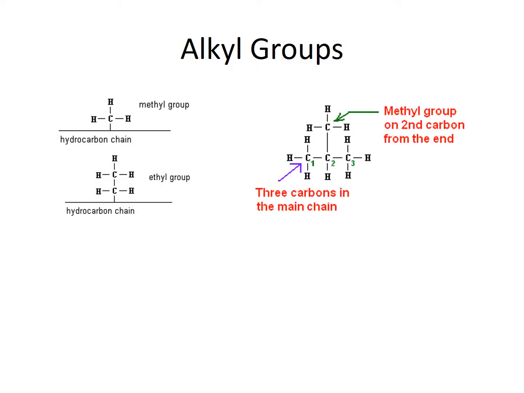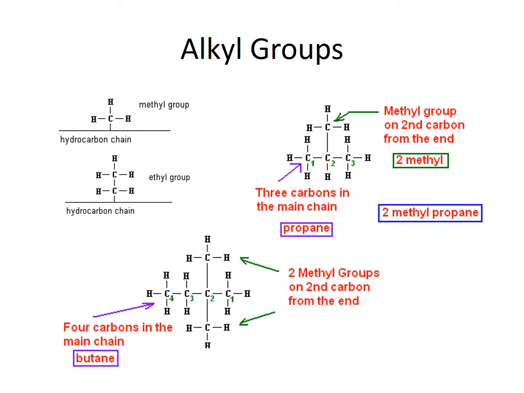The chain has to be numbered, so again, you give it the lowest possible number. If you have more than one, then you give each one of them a designation, even if they're on the same carbon. So if you look at the one on the bottom, it's 2,2-dimethylbutane.